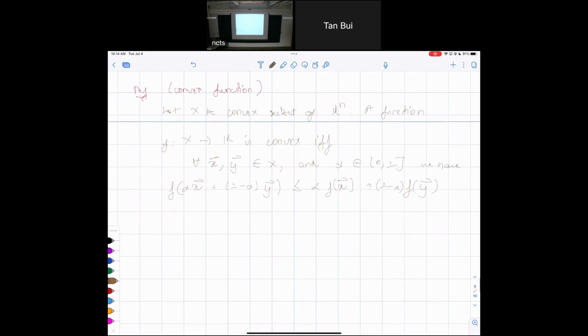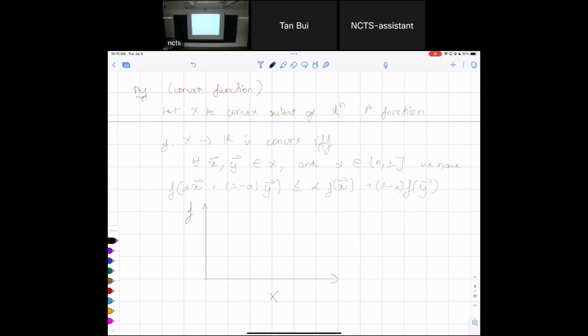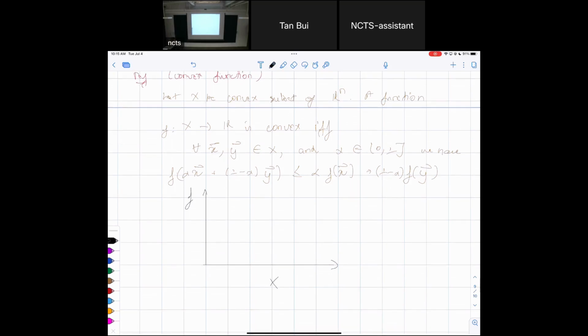It is less than or equal to alpha f(x) plus (1 minus alpha) f(y). So basically it's this. If you look at 1D, just for some intuition here, let me call this axis X, and this is f. Of course X can be a space, it doesn't need to be one-dimensional. And then our function is convex.